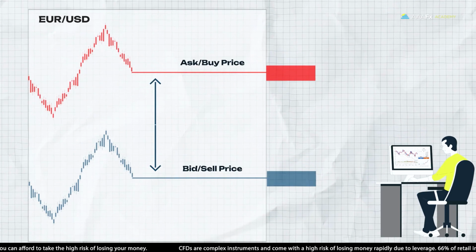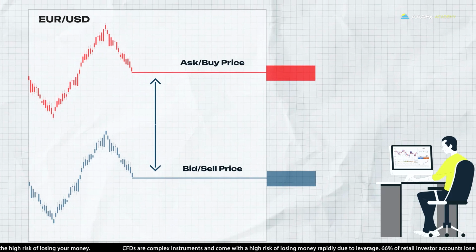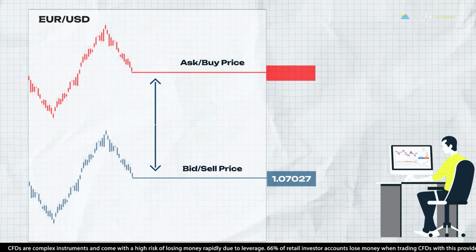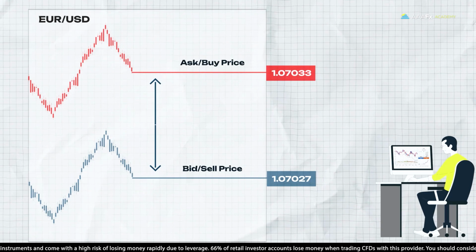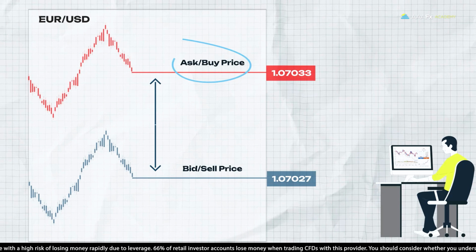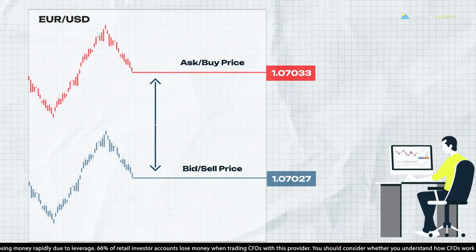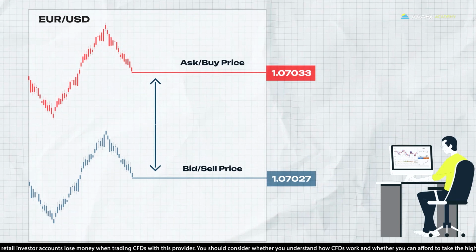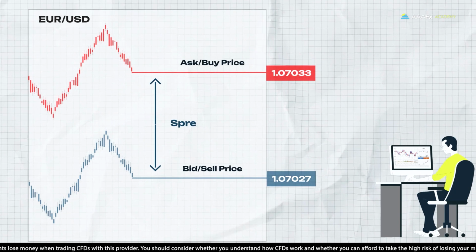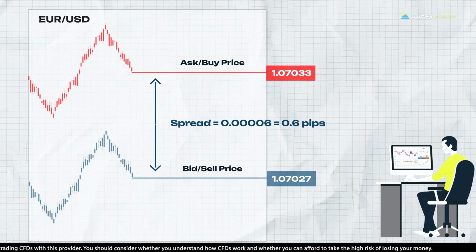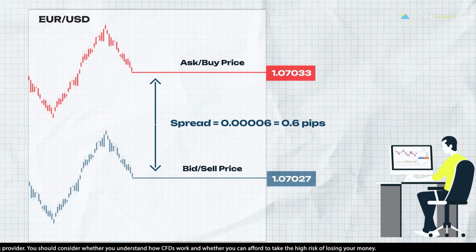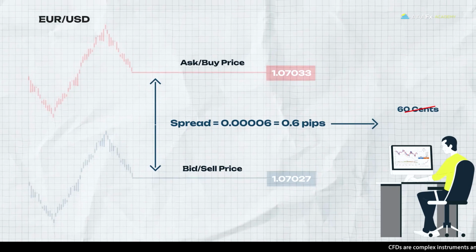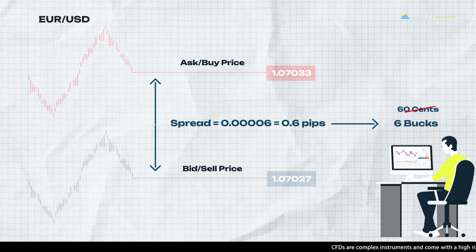That's the spread. For example, if the euro versus US dollar pair is at 1.07027 and 1.07033, it means that the ask price is 1.07033 and the bid price is 1.07027. So the spread on this trade will be 0.6 pips. But here's the kicker. When we say it's 0.6 pips, it doesn't mean 60 cents. It means $6. You figure that out.